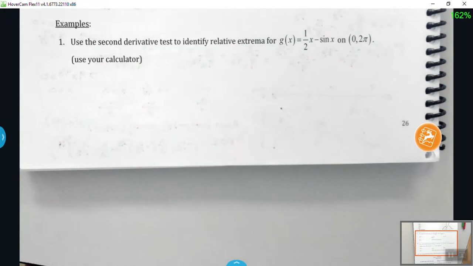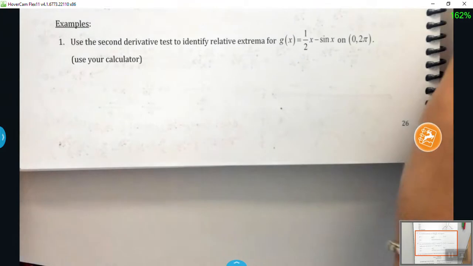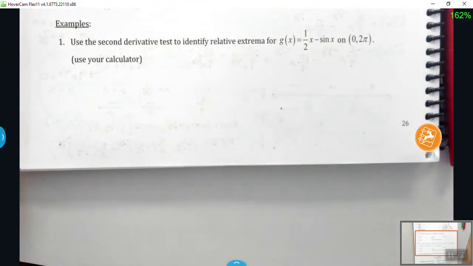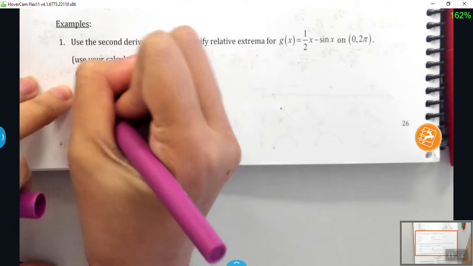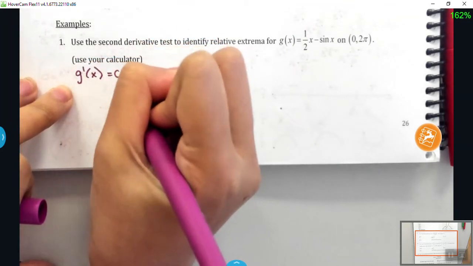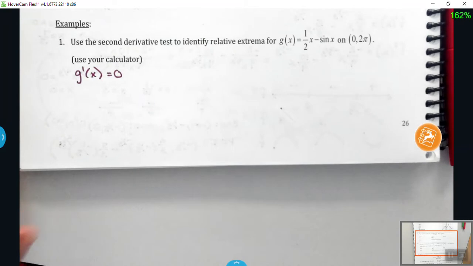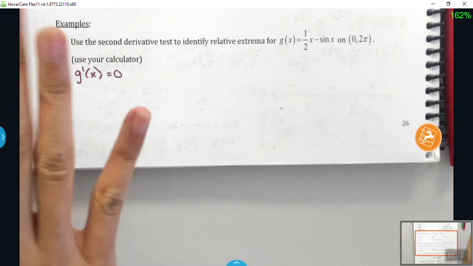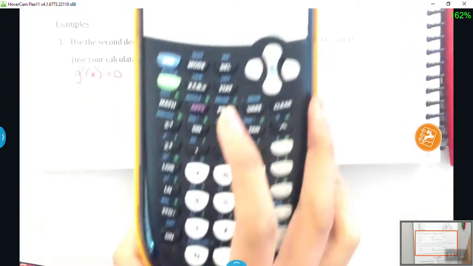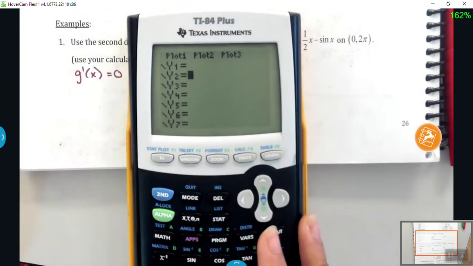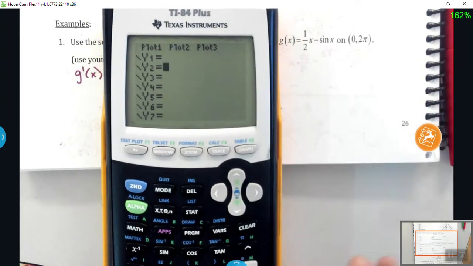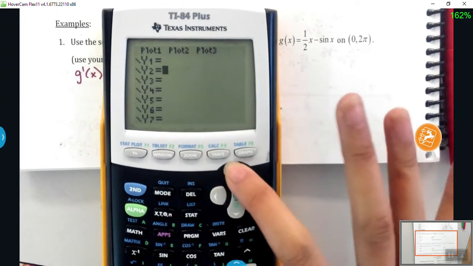Because I haven't taught you derivatives of trig functions yet, I'll show you how to do it with your calculator. So first thing I want to do is find where my first derivative equals 0, right? If you don't know how to take the derivative, or you are allowed to use a calculator, then what you would want to do is this. You plug this equation in y1, not in y2.